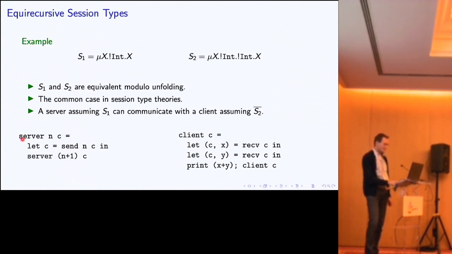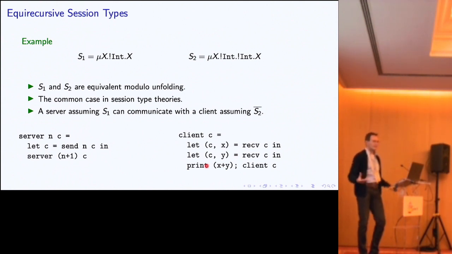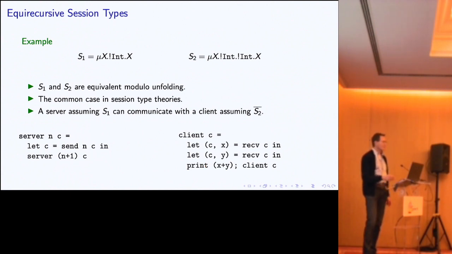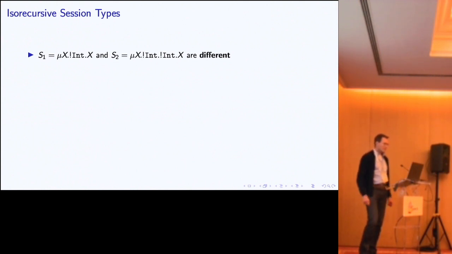So the server looks like this. It just sends and recurses, and that's it. The client just receives things. For the sake of argument, it prints something. Essentially these are two loops, and you can easily sync them. So the server needs to do 2 iterations, and the client has to do 1. And things are fine, because the only thing that's ever happening on the communication wire is these send and receive actions. Well, what does it look like in the isorecursive world?